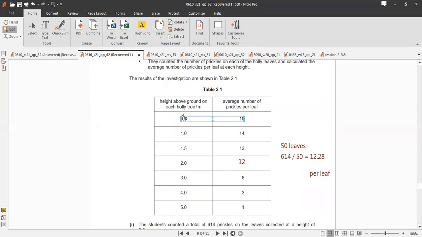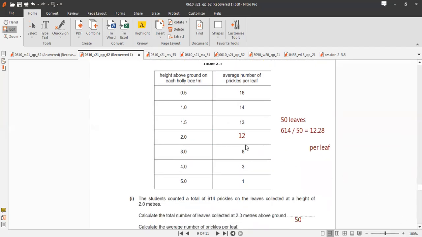Here, height above ground on each holly tree, in meters: 0.5, 1, 1.5, 2, 3, 4, 5. Here, average number of prickles per leaf: 18, 14, 13, and here 12, 8, 3, 1. How did I get 12? The students counted a total of 614 prickles on the leaves collected at a height of 2 meters.